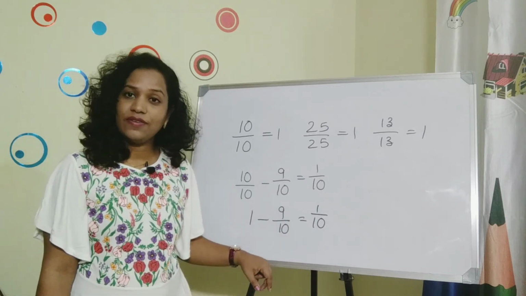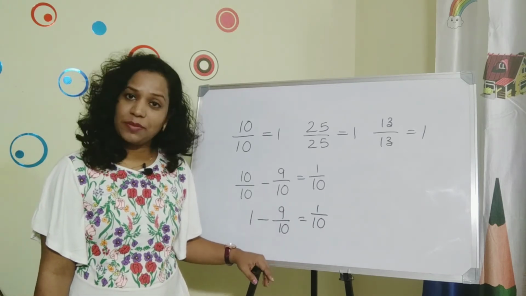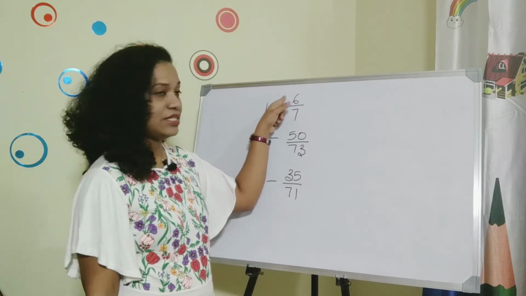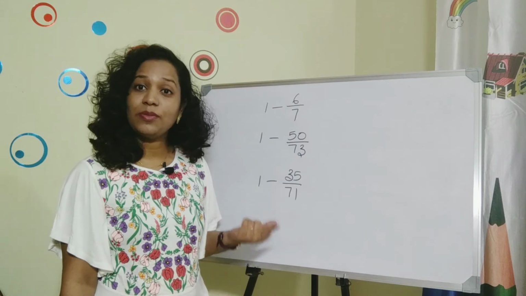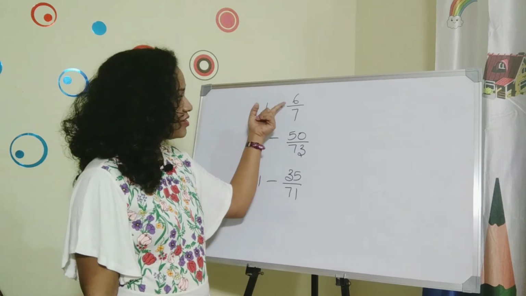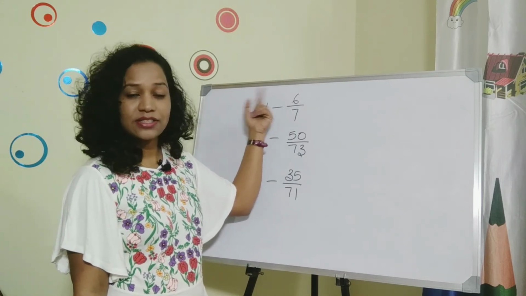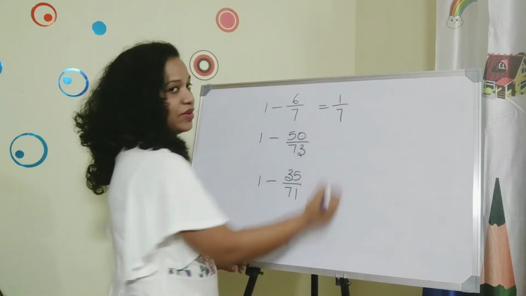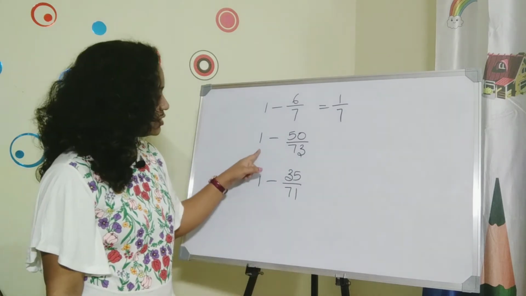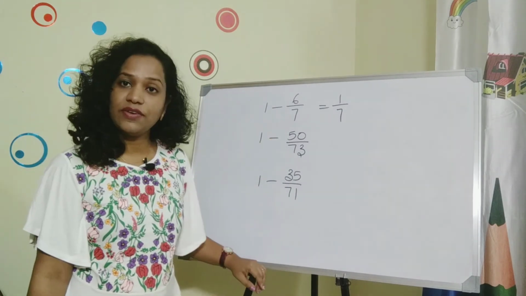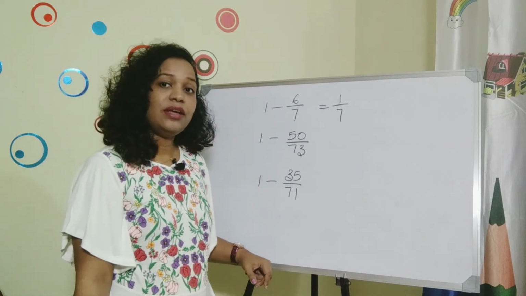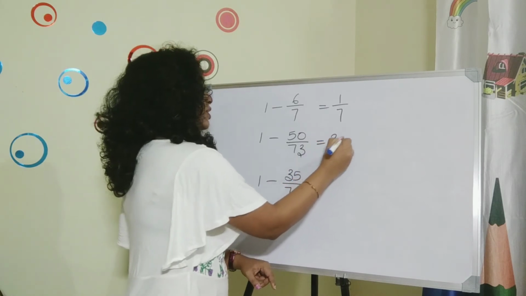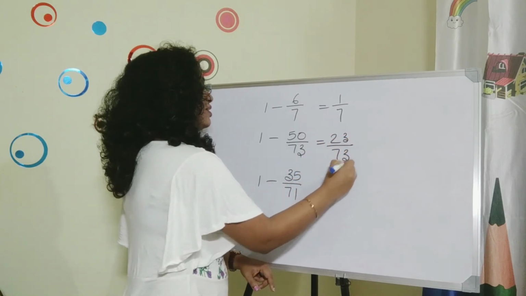Okay, let's solve a few more problems of the same type. Can you tell me the answers for these problems? 1 minus 6 by 7. So what will be the answer? Yes, 7 minus 6 is 1. So your answer will be 1 by 7. Okay. So what is the answer here? 1 minus 50 by 73. 73 minus 50 is 23. So 23 by 73 is your answer here.